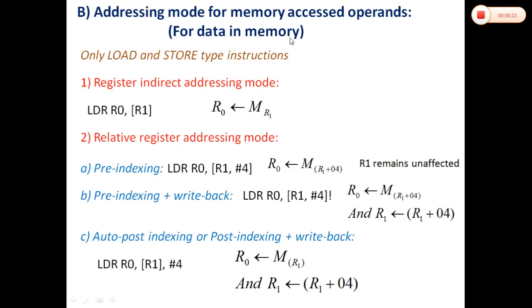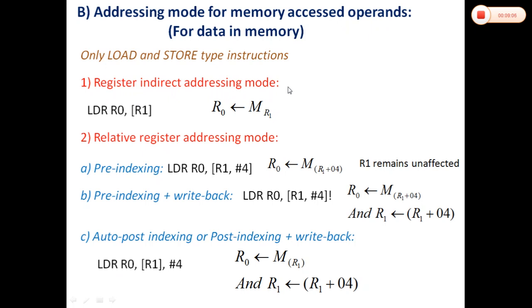The only operation that can be performed by the processor is that data from this memory can be loaded into the internal register file, or data from the register file can be stored into this external memory. So only two operations are possible, load and store, and therefore only load and store type of instructions use these addressing modes. Now there are a variety of addressing modes under this category. Let us go through them one by one.